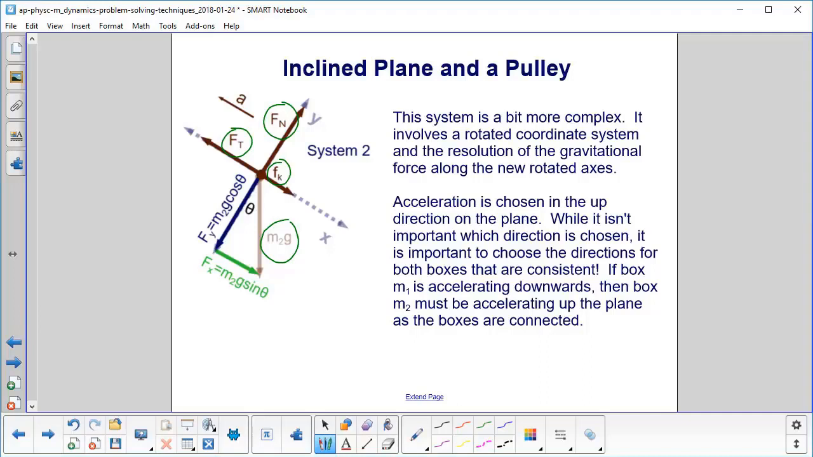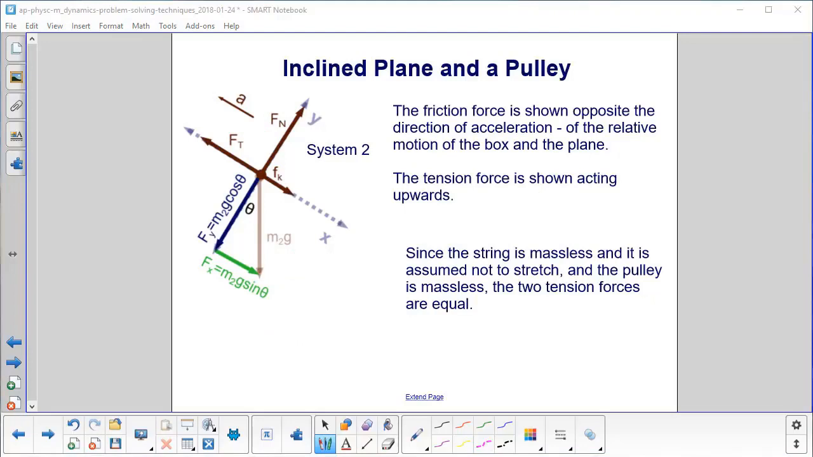So let's see what I'm saying there. If block M1, that's the block hanging off the pulley, right, this is block M2, this is block M1, right? If M1's going downwards, then M2 has to be accelerating up the incline so we're consistent. The friction force is shown opposite the direction of the acceleration, the proposed movement, of the relative motion of the box and the plane. The tension force is acting upwards. Now here's a key point, and this will not be true when we get into rotational motion: we have pulleys that have mass on them.